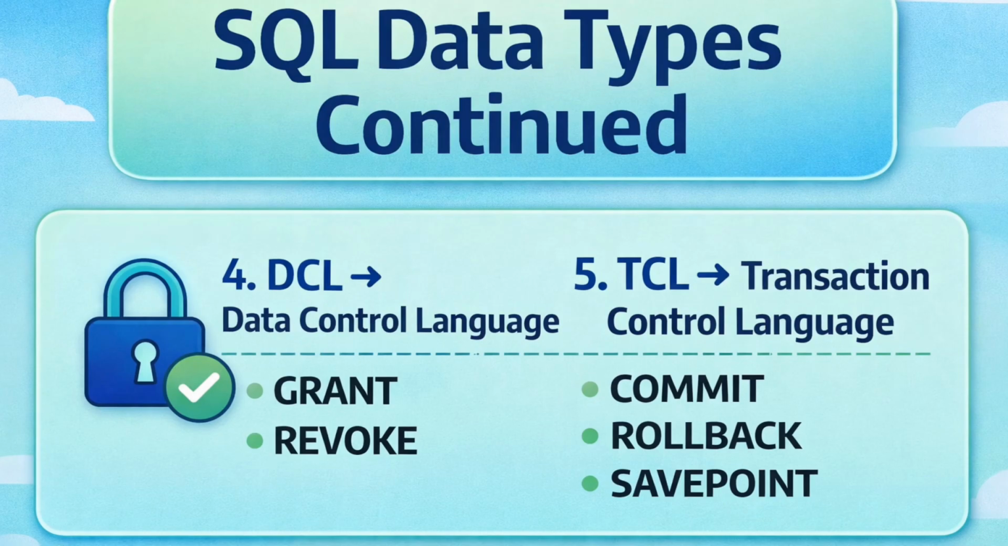TCL stands for Transaction Control Language and is used to manage database transactions. Key commands include commit to save changes, rollback to undo changes, and savepoint to create checkpoints in a transaction. So remember, DCL controls access and TCL controls transactions in SQL.